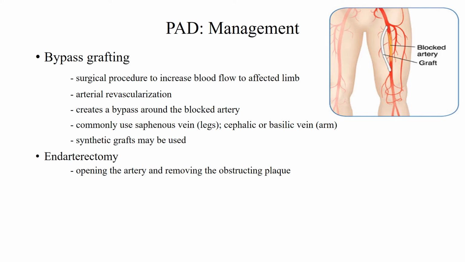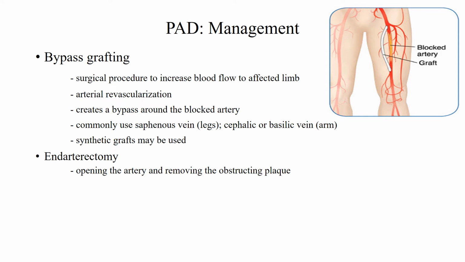So another management is bypass grafting, which is a surgical procedure to increase the blood flow to the affected limb. If you look at the illustration on the right side, you will note where the blocked artery is, and they use the bypass graft. So they perform an arterial revascularization, wherein they use a part of a vein, the saphenous vein, the cephalic or basilic vein in the arm. They use that to bypass the blocked artery.